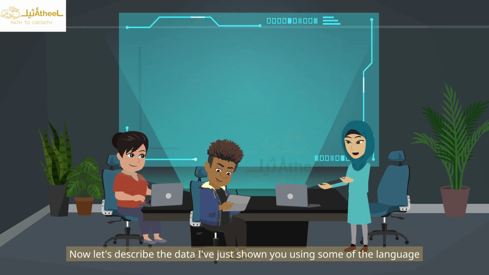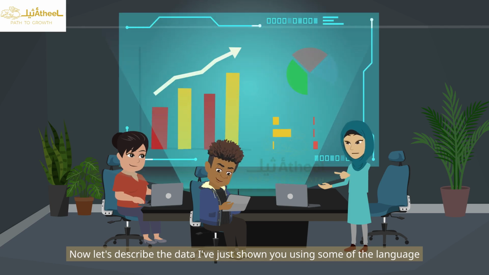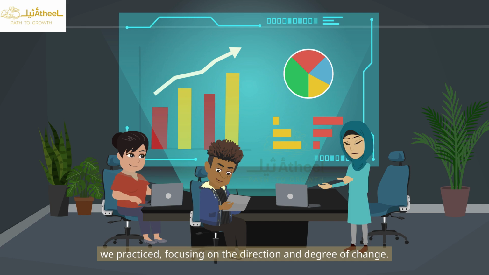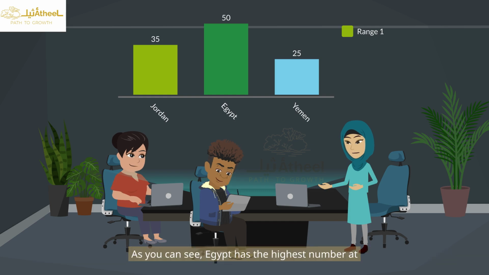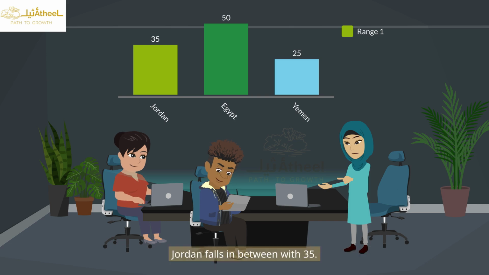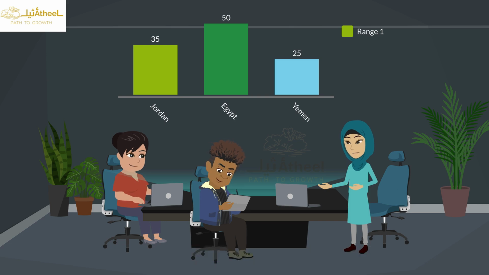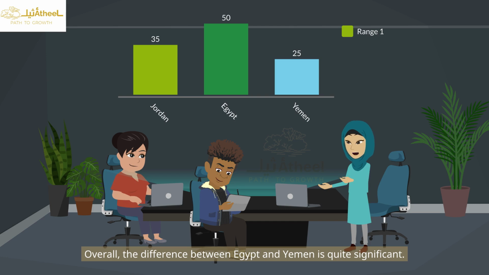Now let's describe the data I've just shown you using some of the language we practiced, focusing on the direction and degree of change. This bar chart compares the number of students taking online courses in 3 countries. As you can see, Egypt has the highest number at about 50 students, while Yemen has the lowest, around 25. Jordan falls in between with 35. Overall, the difference between Egypt and Yemen is quite significant.